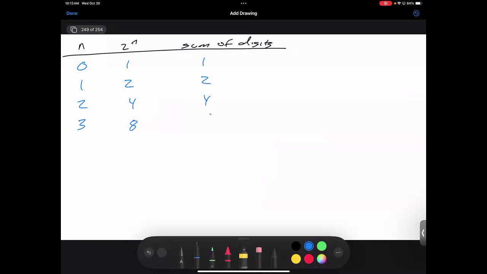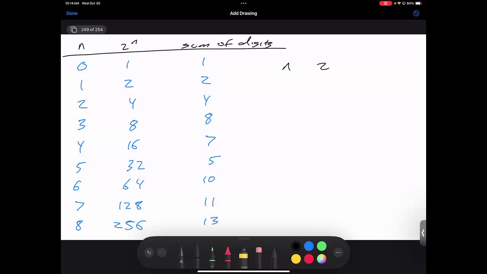Then 3, 8, digit sum 8. 4, 16, 7. 5, 32, 5. 6, 64, 10. 7, 128, 11. 8, 256, 13. Anything look good at this point? So n, 2 to the n, sums. We have to keep going.